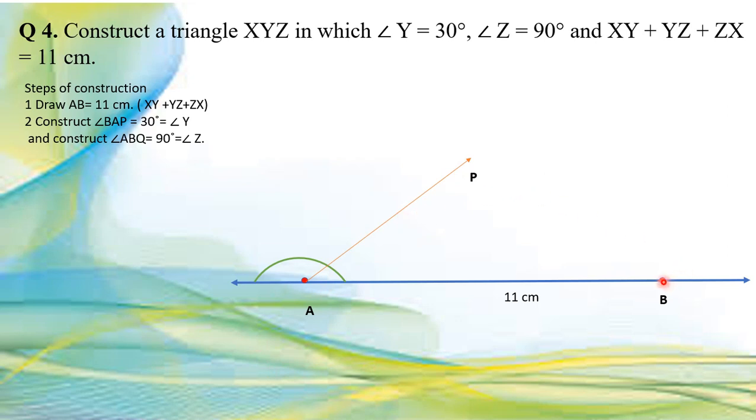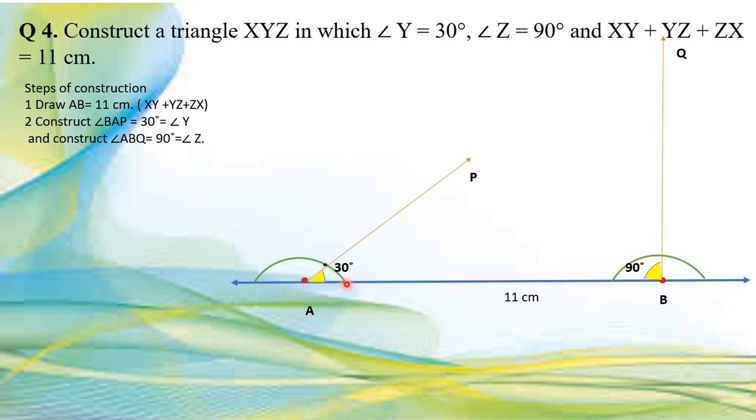Similarly, with B as the center we draw an angle of 90 degrees, so we get angle QBA is 90 degrees. So this one is 30 degrees and this one is 90 degrees. Afterward, we have to bisect this 30 degree angle. So the semicircle and this ray AP intersect each other at this point.